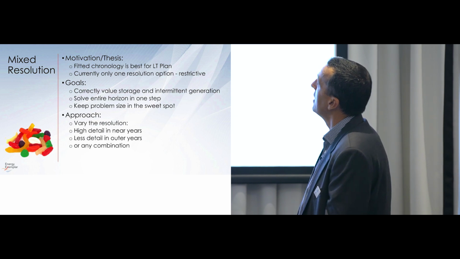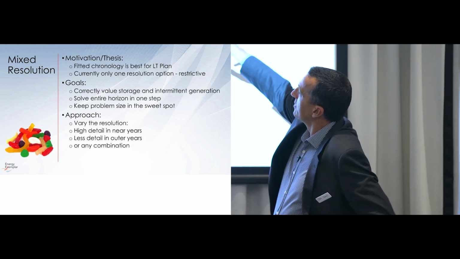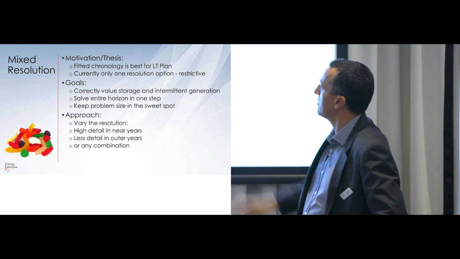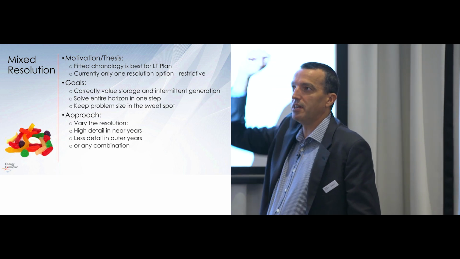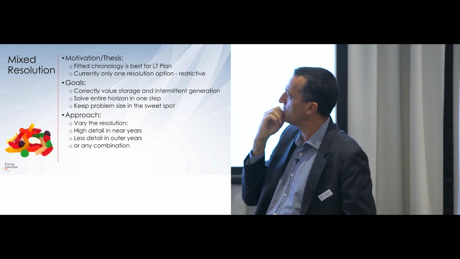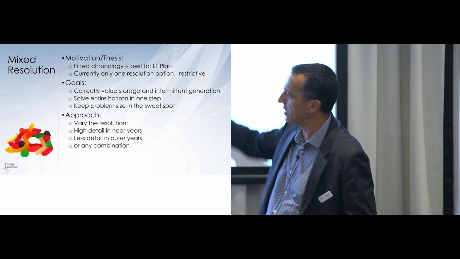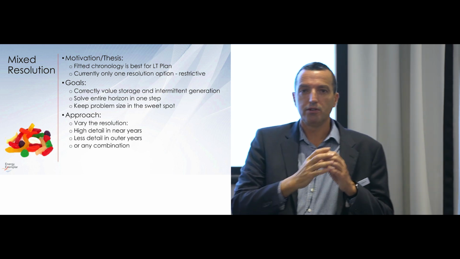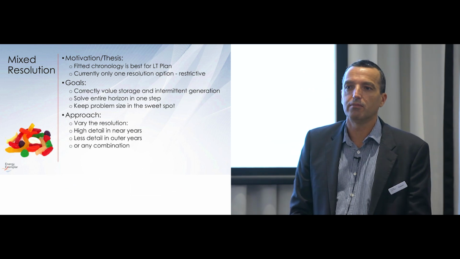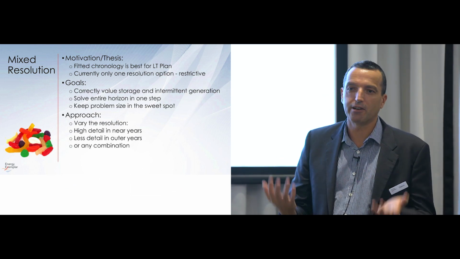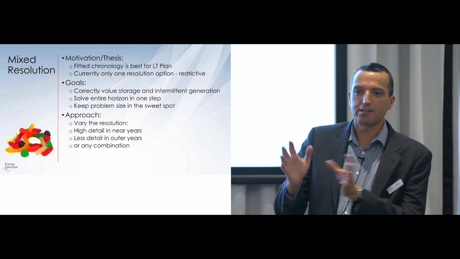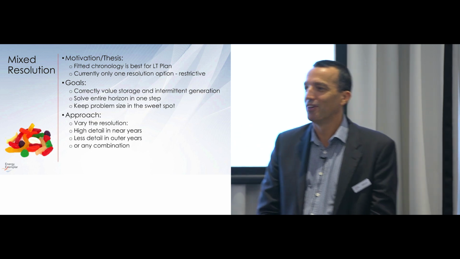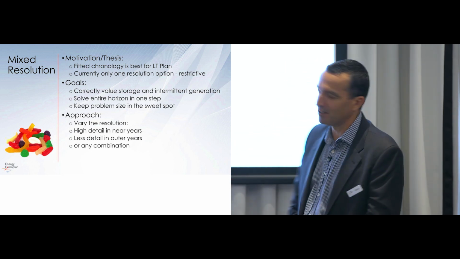So correctly value storage, solve the entire horizon in one step if possible, or at least larger chunks of the horizon at a time, and try to keep the problem size in the sweet spot. So it's all about tuning for that sweet spot of the solver. And the approach is that we're going to vary the resolution. This is just an example: you use high resolution in the first years and less resolution further out, or you may prefer to do it the other way around, it doesn't matter. You can focus the resolution of the simulation on the years that are critical, and for the less important times you can dull down the resolution.